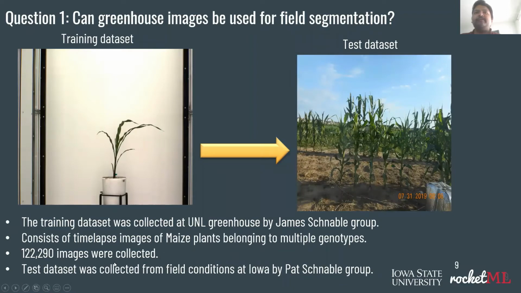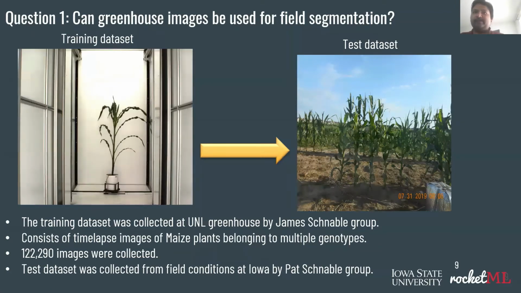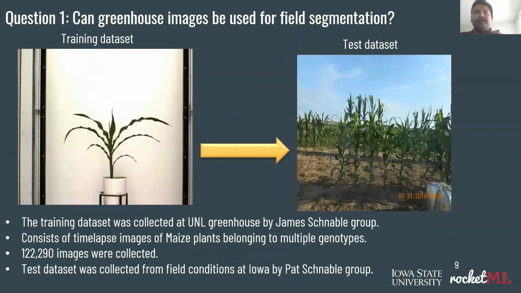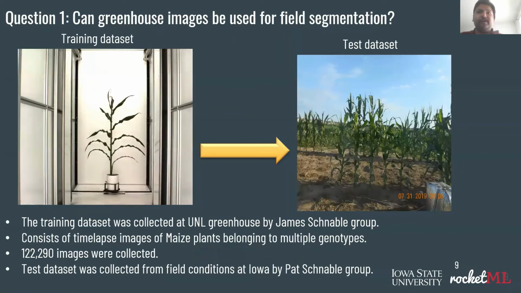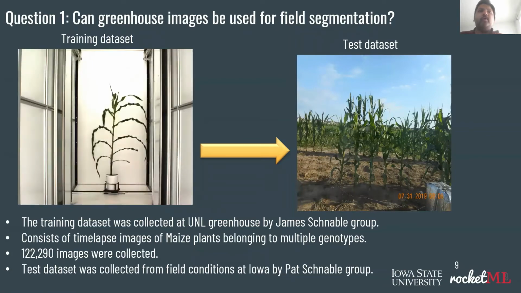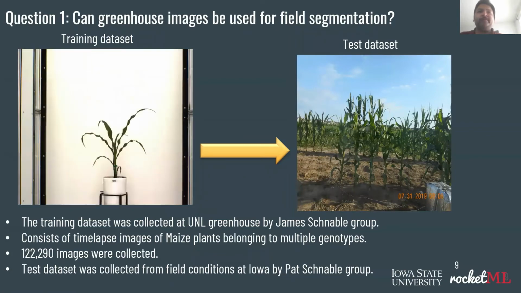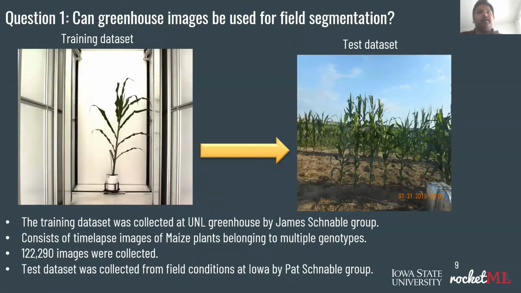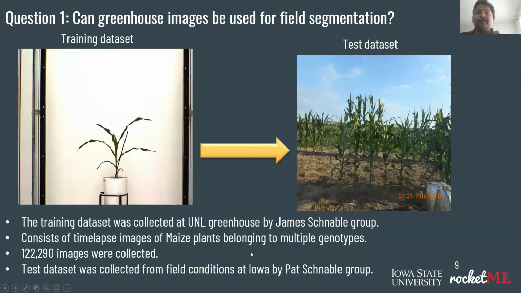The first question we studied was, how can greenhouse images be used as training dataset for segmentation of maize plants in the field? This greenhouse training dataset was collected by James Schnable's group at University of Nebraska-Lincoln. The training dataset consists of time-lapse images of greenhouse-grown maize plants belonging to multiple genotypes as shown in the video. 122,290 images were collected in total. The infield test dataset was collected at Iowa State by Professor Pat Schnable's group.